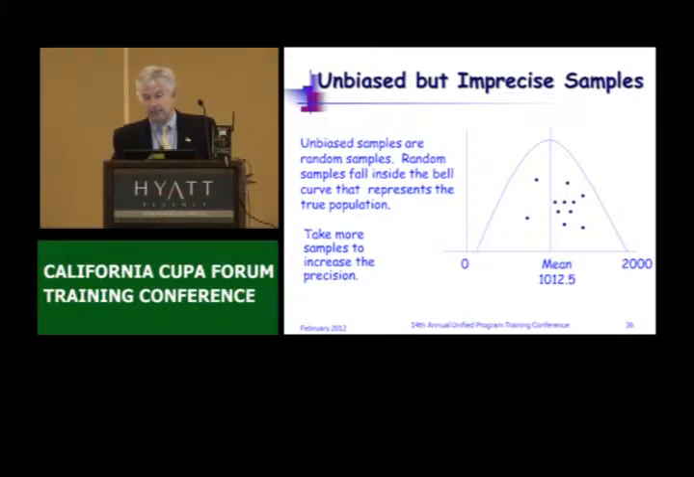And imprecise samples have more variation. So unbiased but imprecise, they're still spread all over the place, but they're not biased. They fall into the population. And then to solve that problem, you take more samples, and then you get more precision with more samples.